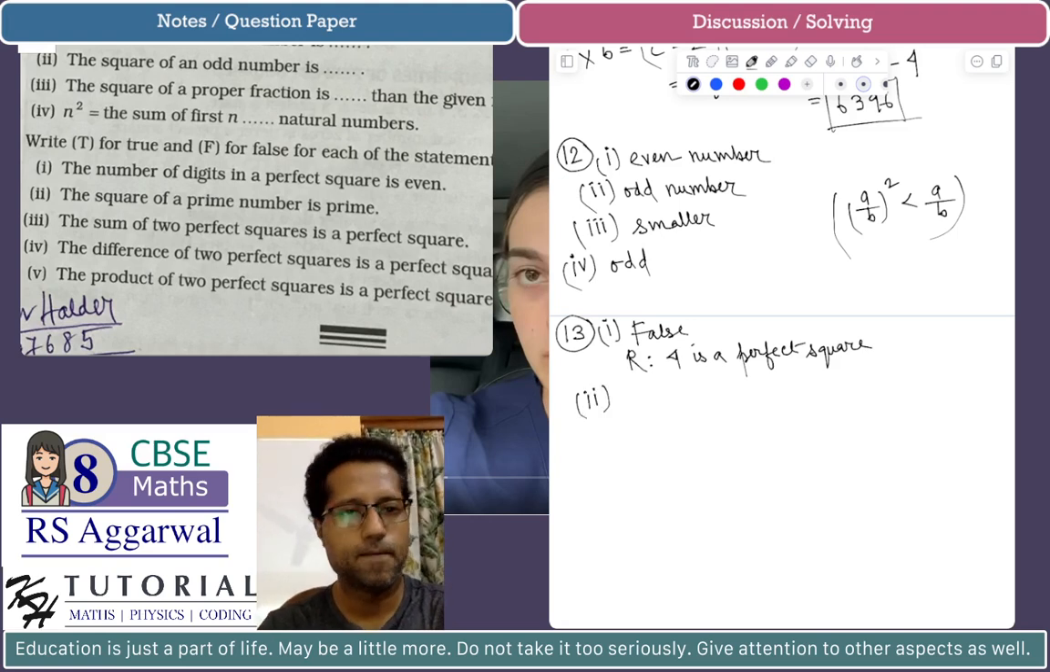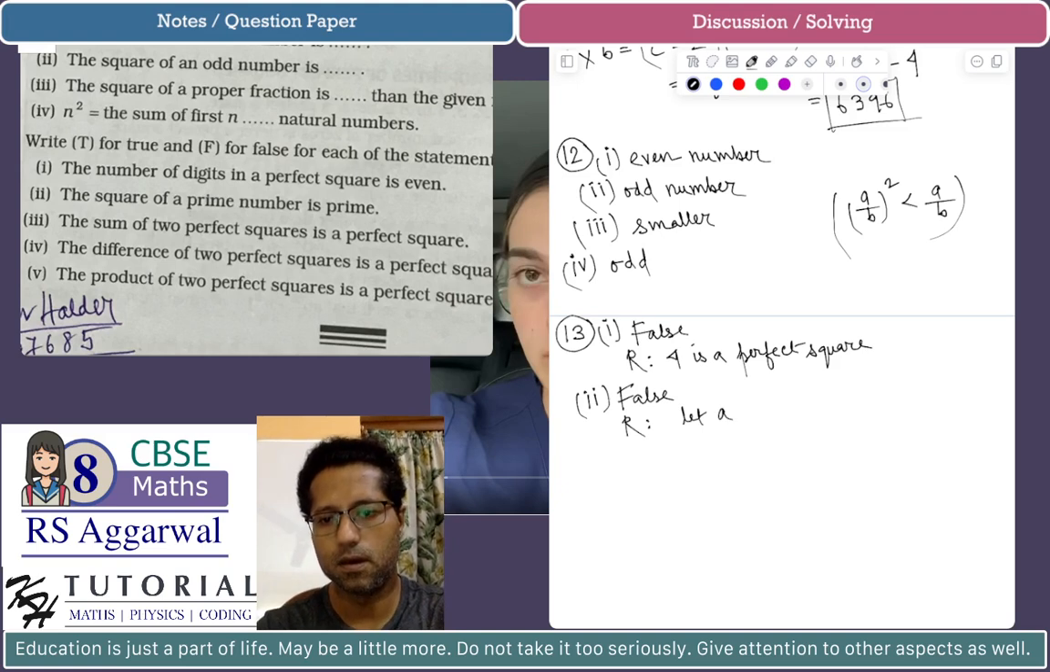Part 2. The square of a prime number is prime. No, false. Why? Let's say, let A be a prime number. It is saying that the square of a prime number is prime. Okay, so let A be a prime.